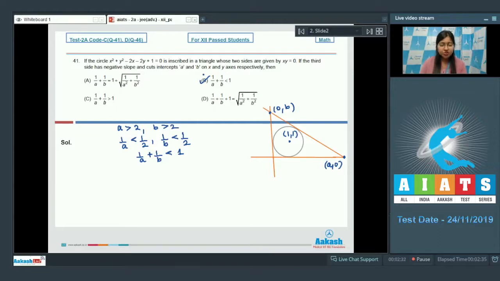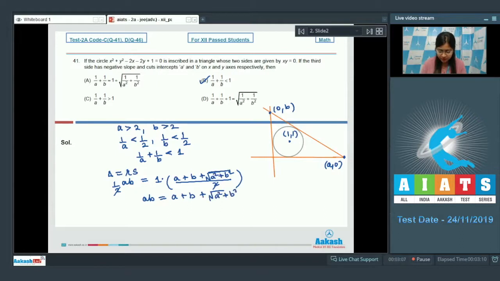Now also to check the other options, let us write down that delta is equal to R into S. Delta is the area of the triangle, that is half into AB, is equal to the inradius of the circle, that is 1, into the semi-perimeter, that will be A plus B plus under root of A square plus B square, divided by 2. 2 can be cancelled, so we are left with AB equal to A plus B plus under root of A square plus B square.